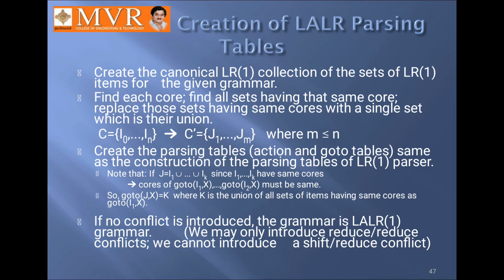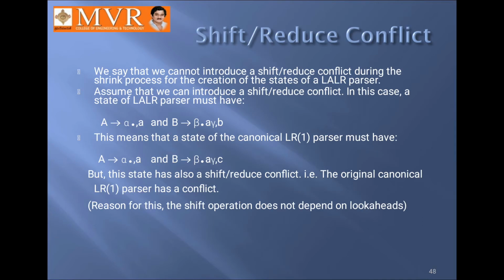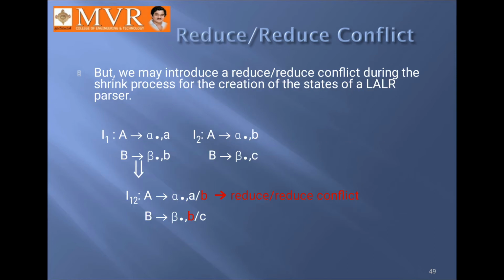An LR parser makes the shift reduce decision by maintaining states to keep track of parsing. States represent a set of items, as shown on the screen. But we may introduce a reduce conflict during the process of creating the states of the LR parser.